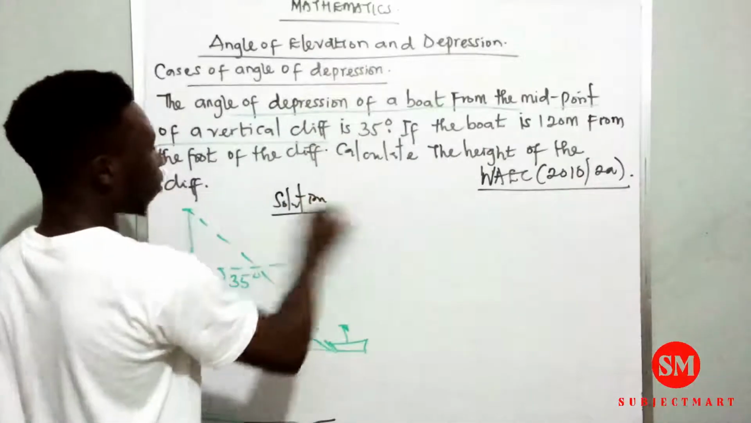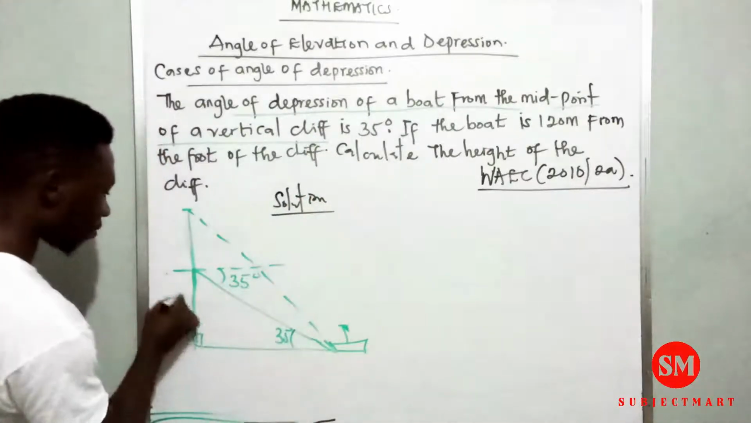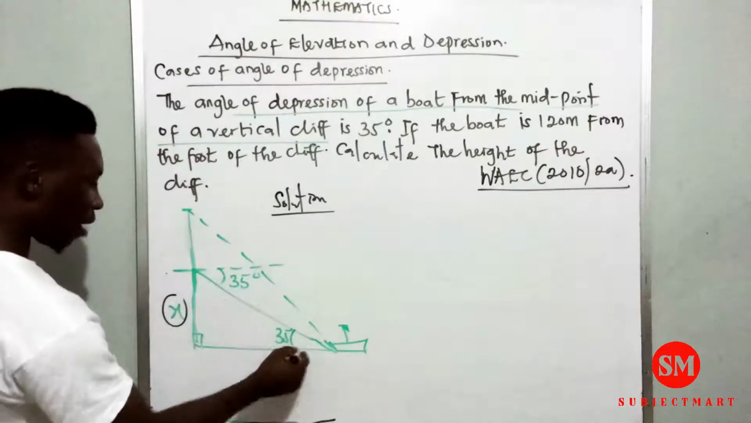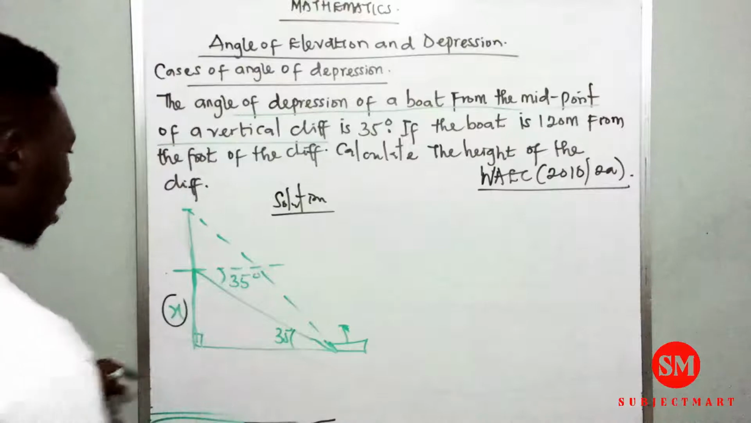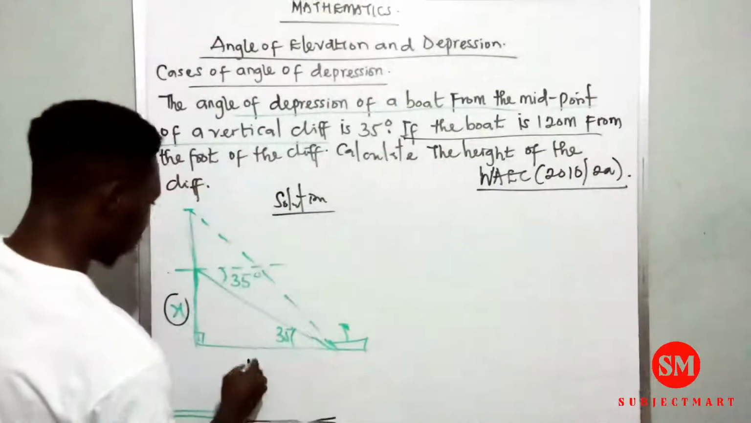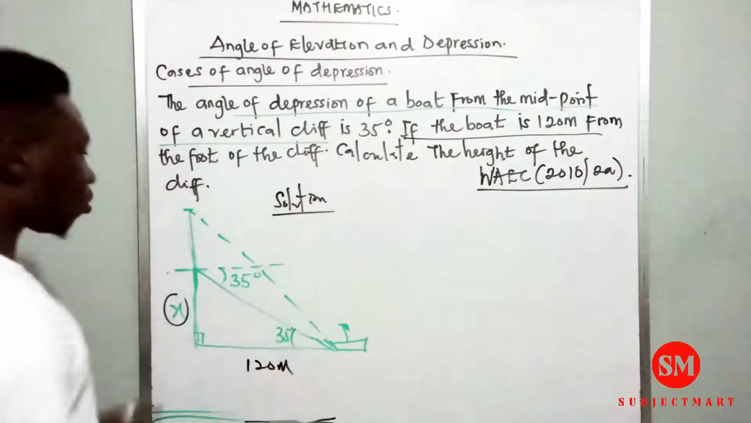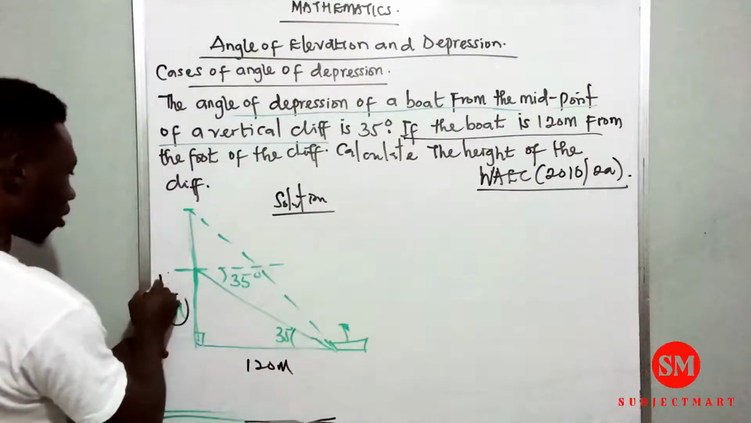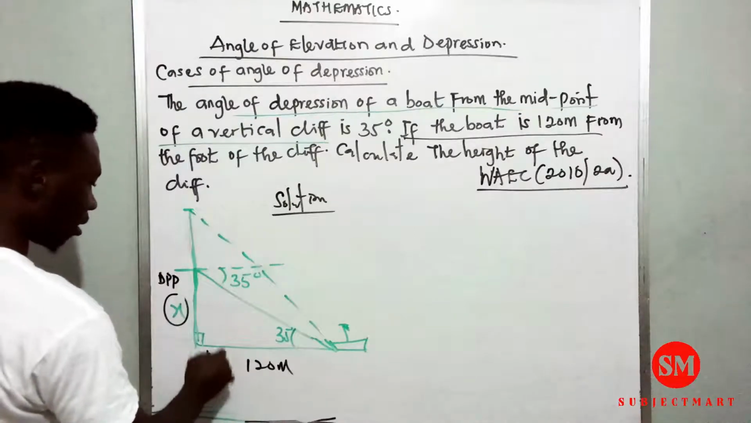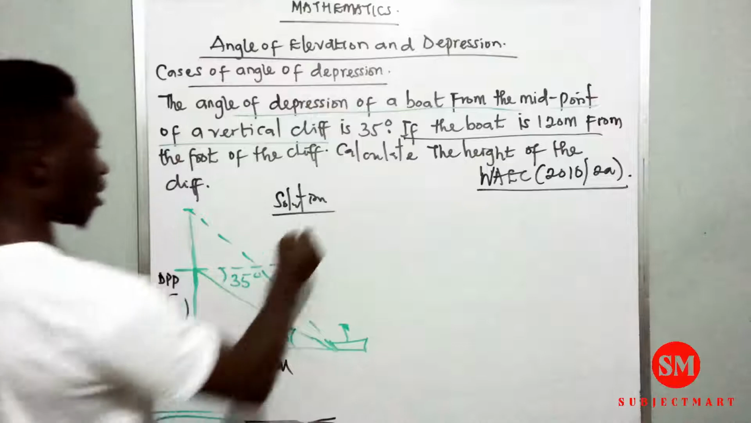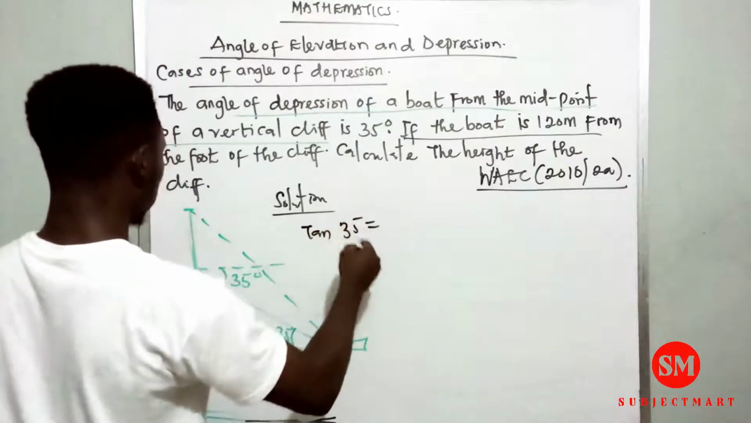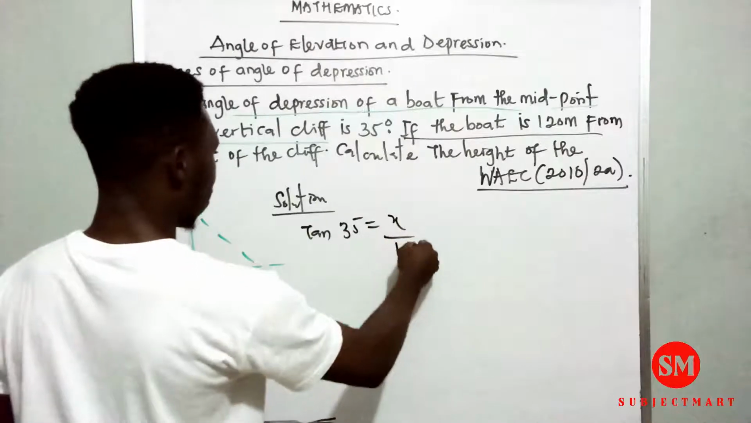Now we're going to solve this question with the known parts. What is the known part? We have our internal angle, and don't forget, they said the boat is 120 meters away. So we have two known parts here: the opposite and the adjacent. What relation is the opposite and adjacent? That is tan. So tan 35 is equal to x over 120.